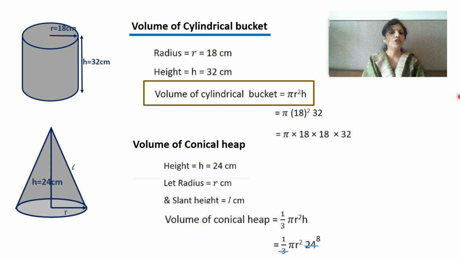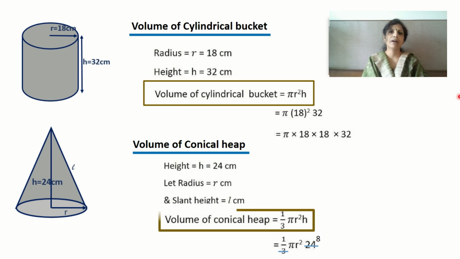Alright, so now volume of conical heap. We are given height as 24 centimeter, radius we have taken as r, and slant height we have taken as L. So volume of conical heap is given by the formula 1 by 3 pi r square h. Let's substitute the value of h there. So we get 1 by 3 pi r square and h is 24. So this 3 and 24 we can cancel. 3 8s are 24. So we are left with 8 pi r square. Alright, so volume of conical heap we have calculated.